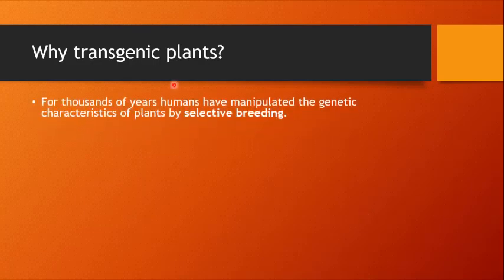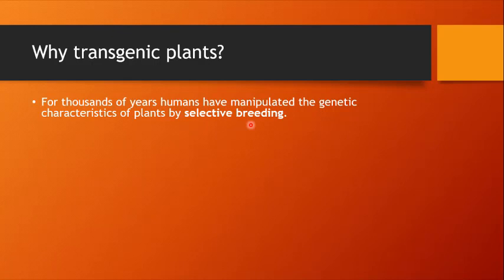For thousands of years, humans have manipulated the genetic characteristics of plants by selective breeding. We have studied Mendel, the father of genetics, Gregor John Mendel. At that time, in the 1840s, 50s and 60s, it was a hobby of those people to make crosses between different plants, and then they waited for the results. So plant breeding or selective breeding was a hobby of the people of that time.